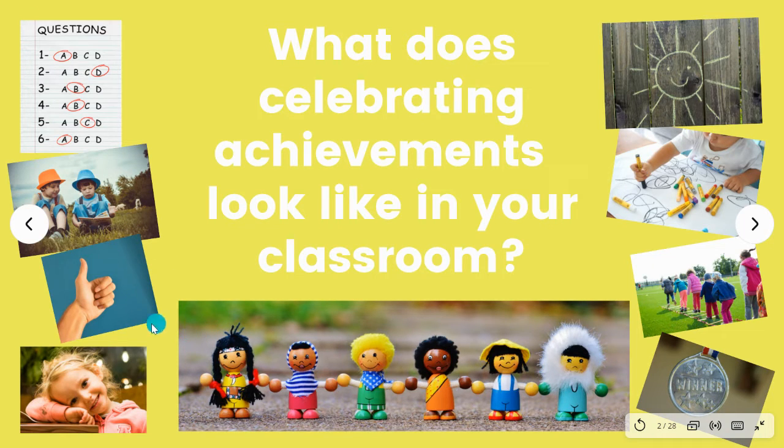It could be the way that we give praise, the way that we look at how children are behaving and their emotional health and well-being. How do they feel about themselves? It could be looking at how they express themselves. It could be inside or outdoors. It could be children working together in groups, and also celebrating achievements outside school, such as taking part in competitions.